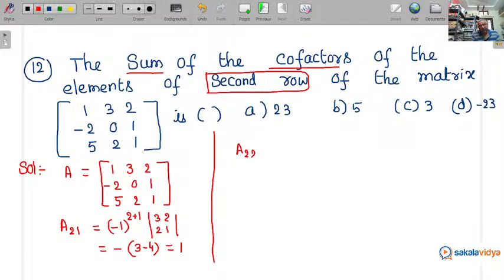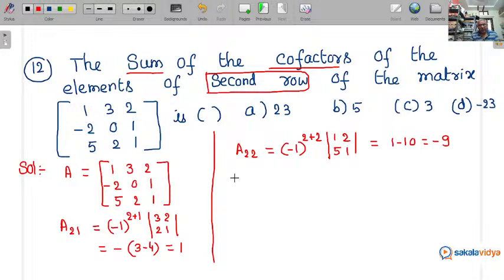Next, this is second row second column, that is A22. So minus 1 to the power of 2 plus 2, into the determinant of deleting this row and this column: 1 2, 5 1. So minus 1 to the power of an even number is plus, and 1 minus 10 is obviously minus 9. The cofactor of this 0 is minus 9.